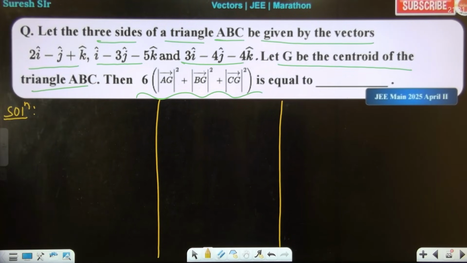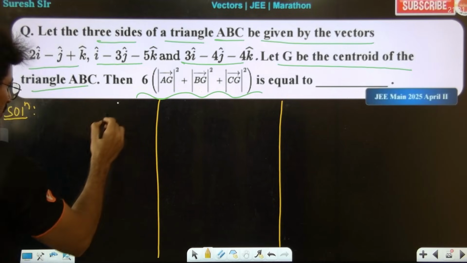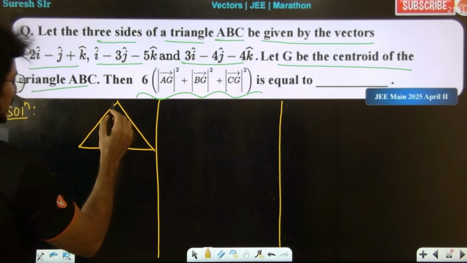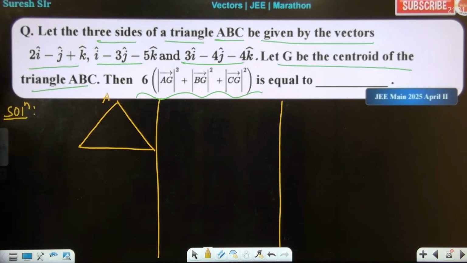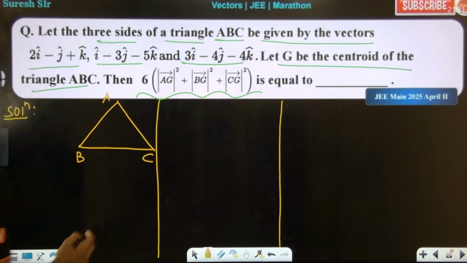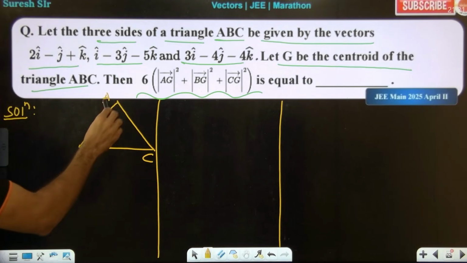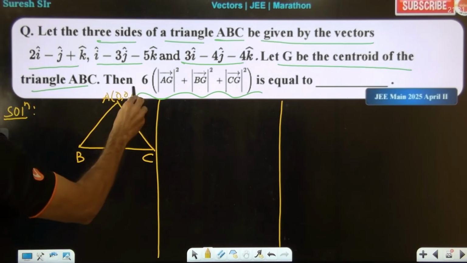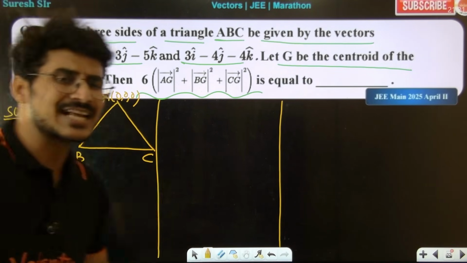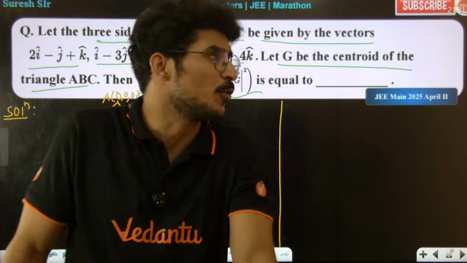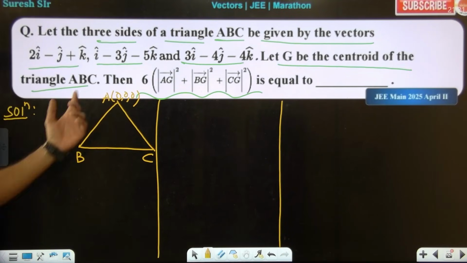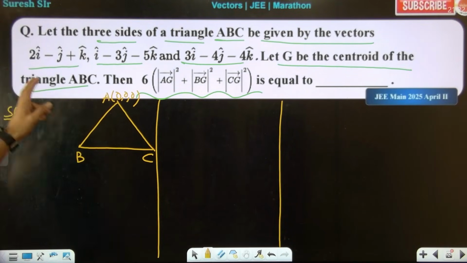Now let me do one thing sir. Let me draw the diagram. This is A. This is B. Let us take this as C. Let me consider A as origin here. Sir, why are you considering A as origin? Arey Babu, you can consider A, B, C, anything as origin, no problem. Are you getting the point? Let me take A as a reference point here. The sides of the triangle are given by the vectors A, B, C. So three sides I have got.